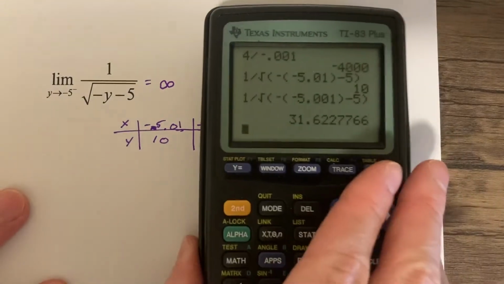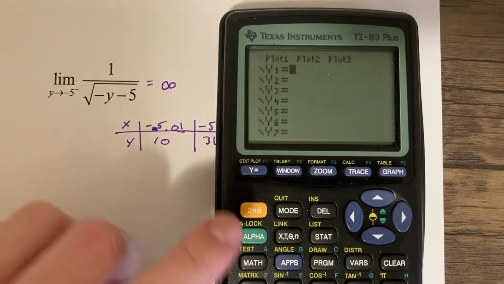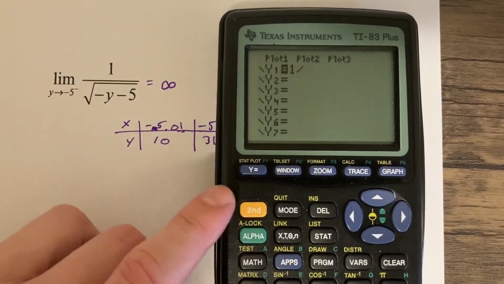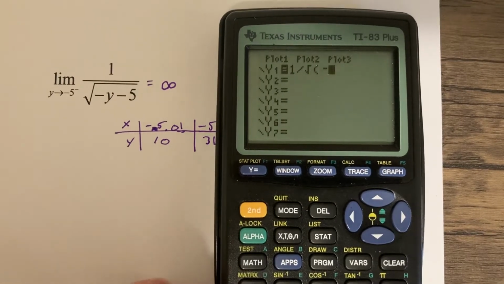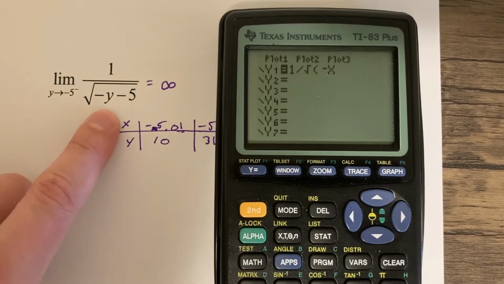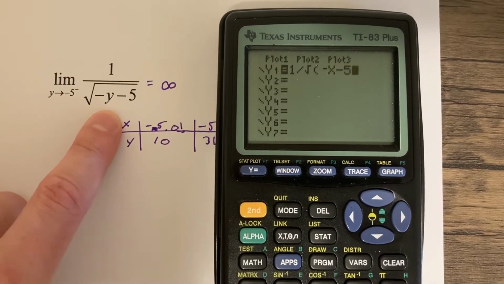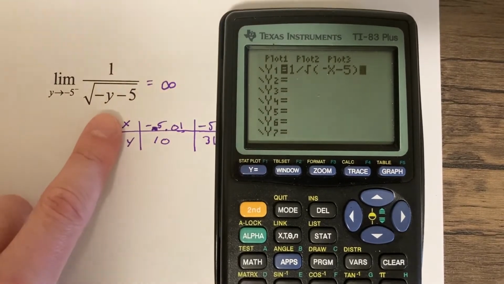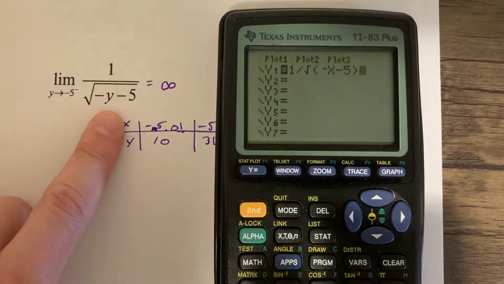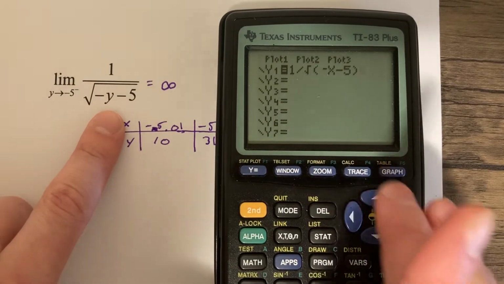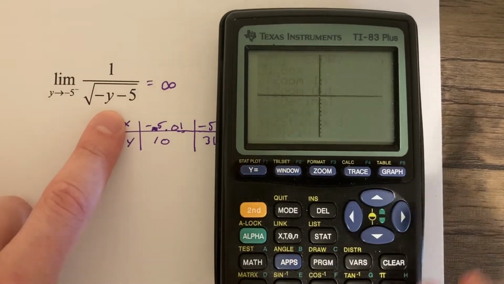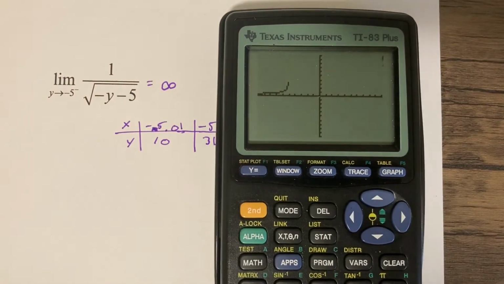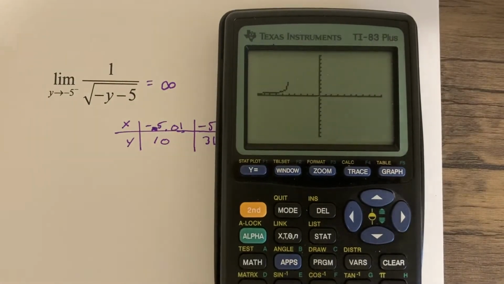And now I want to show you the graph on this one. It's kind of interesting. We've got 1 divided by the square root negative, just replacing y with x, negative x minus 5. And then I'm going to reset my window. I don't know what my settings are at right now, just we see the picture. So that's what it looks like. Just this little tail over here on the left side.